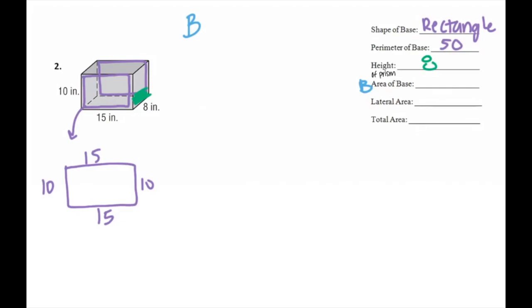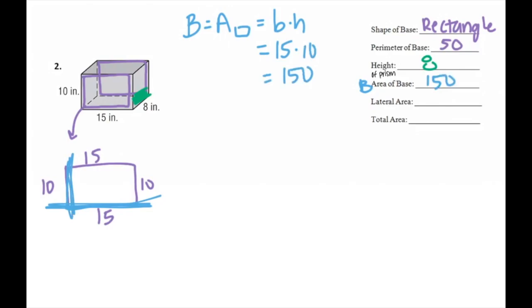Well, this base is a rectangle, and the formula for area of a rectangle is base times height. Do you see why I used big B and little b? Because little b is usually what we use when we are talking about the base of just a rectangle, okay? So the base of our rectangle is 15, and the height of the rectangle is 10. All right, so we have 150. So now we're ready to find our lateral area and our total area. We have everything that we need.